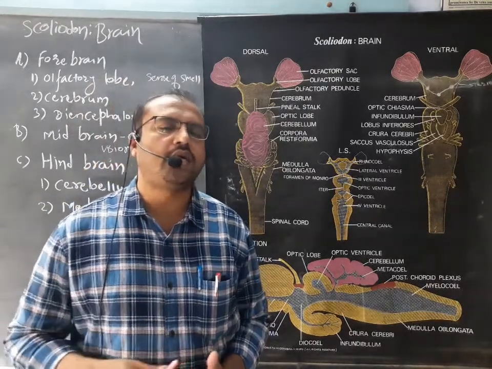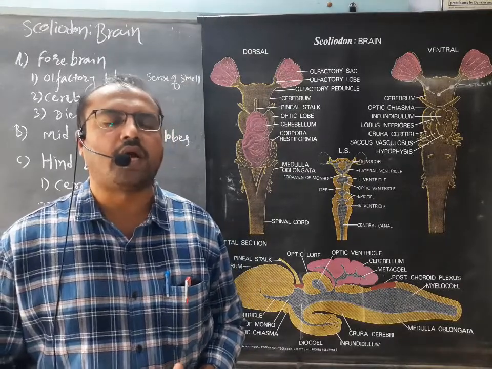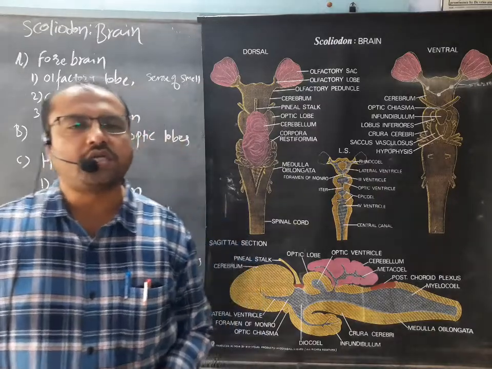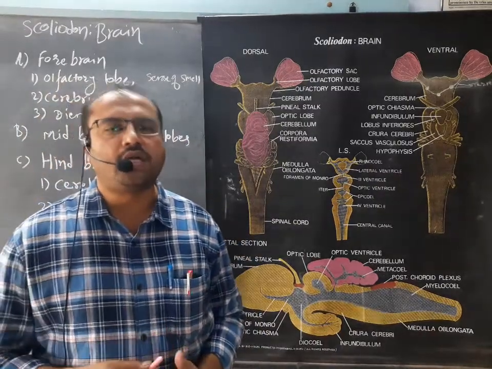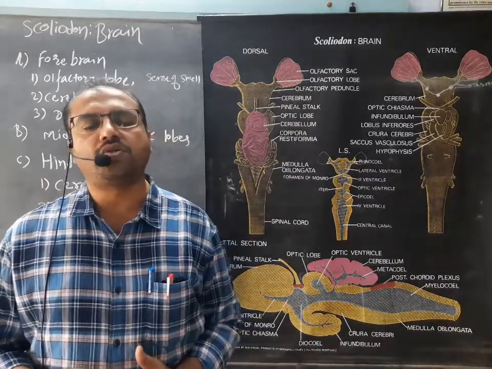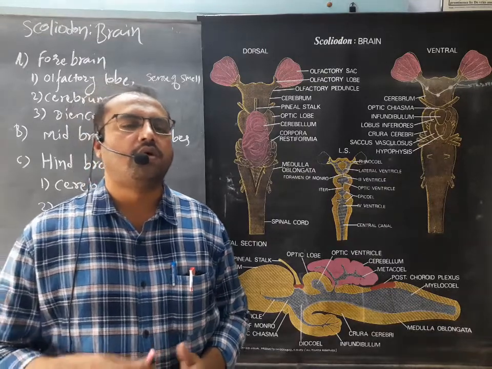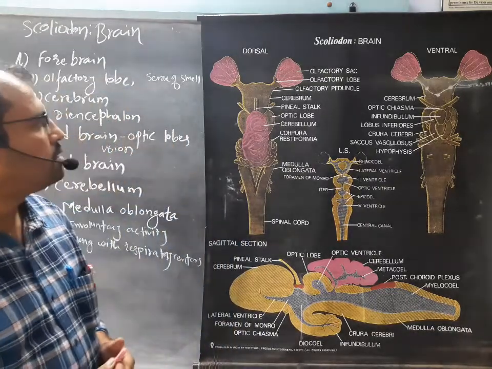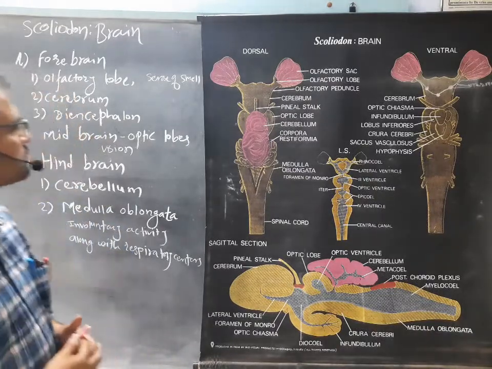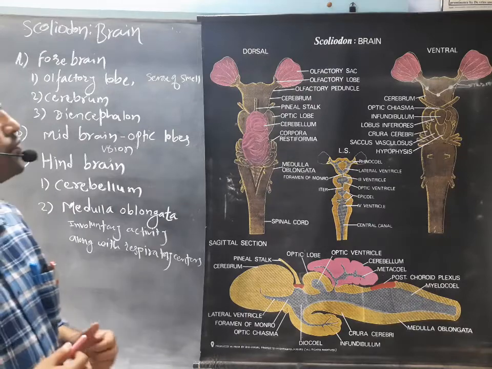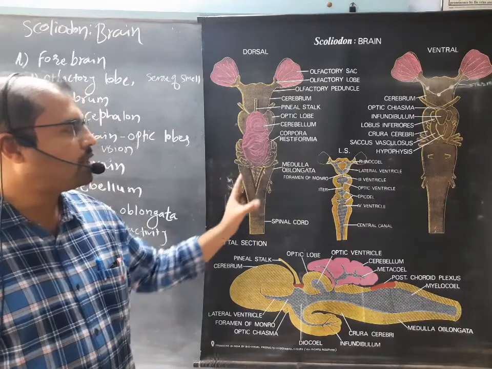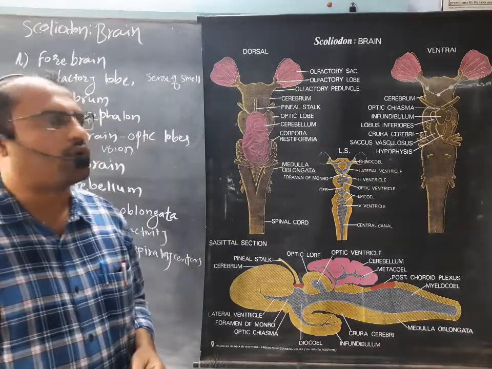The head contains the brain, which is present on the dorsal side of the head. As it is a chondrichthyes fish, meaning a cartilaginous fish, the endoskeleton is entirely cartilaginous, and the brain is enclosed in this cartilaginous cranium. Within this we find this structure of the brain. This is how the brain looks in Scoliodon.